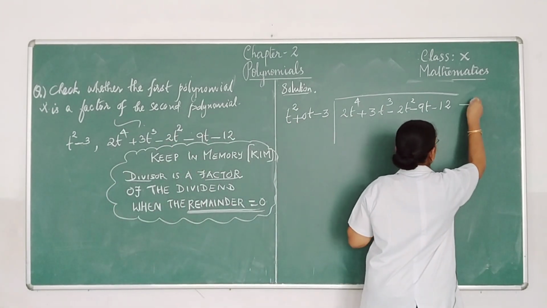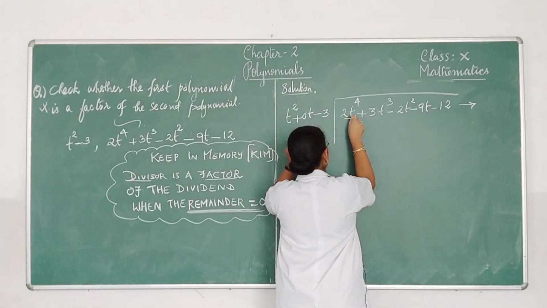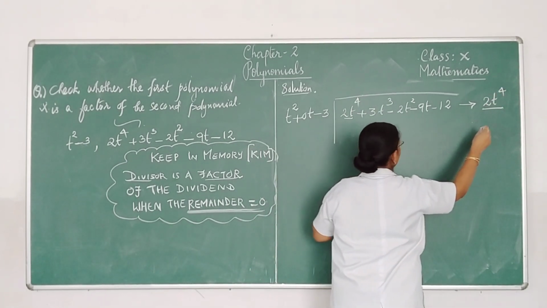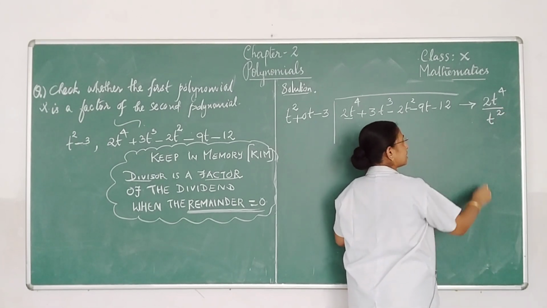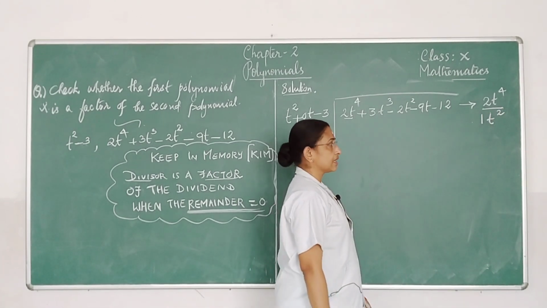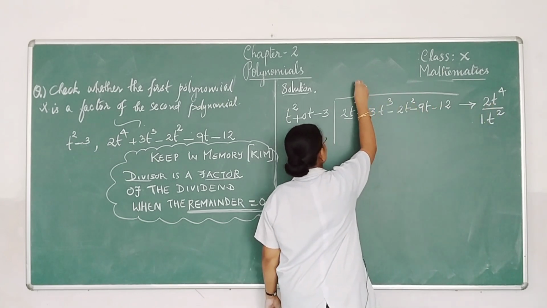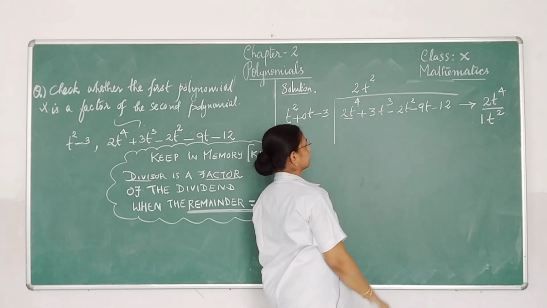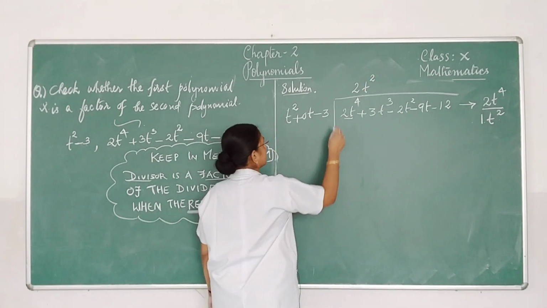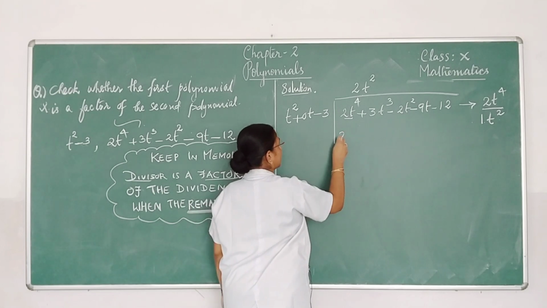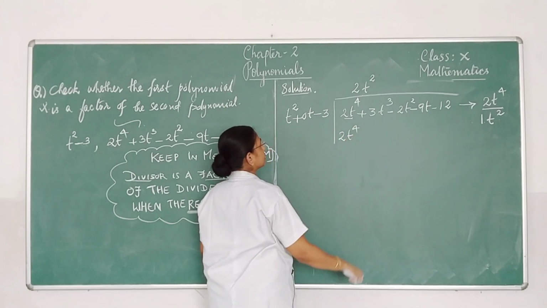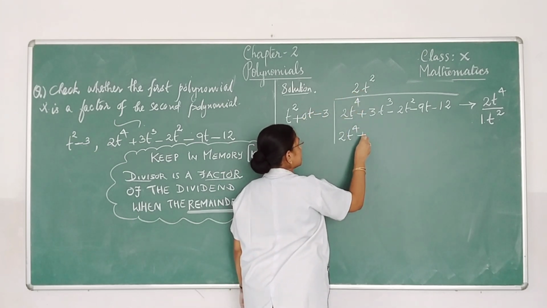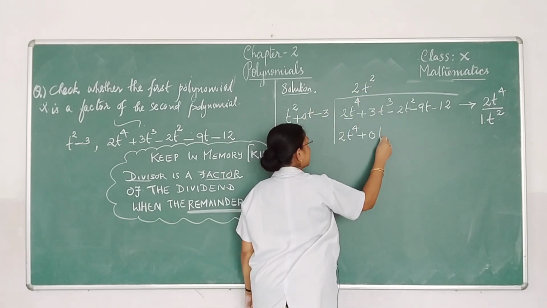The first term of the quotient we will get from here: 2t raised to 4, the first term of the dividend, that you need to divide with the first term of the divisor, t square. T square means 1t square. What is 2 by 1? 2 by 1 is 2. T raised to 4 by t square is t square. After writing, you need to multiply. 2t square into t square, 2t raised to 4. 2t square into 0t, any number multiplied with 0 is 0. 2t square into minus 3 is minus 6t square.